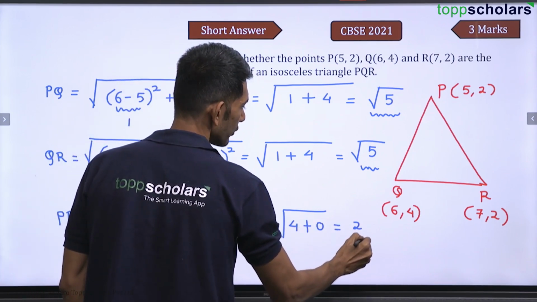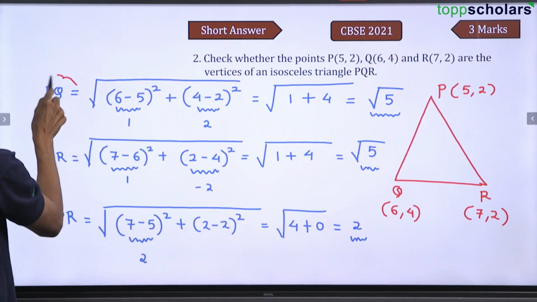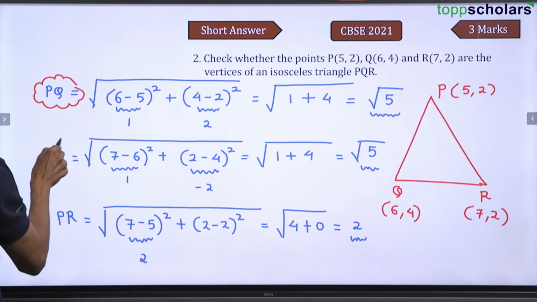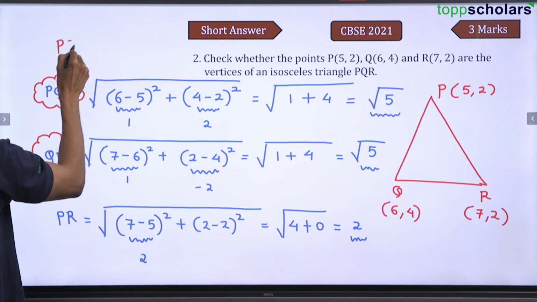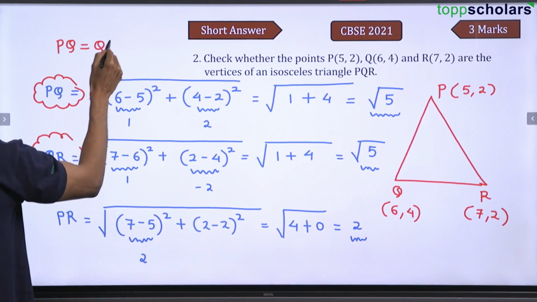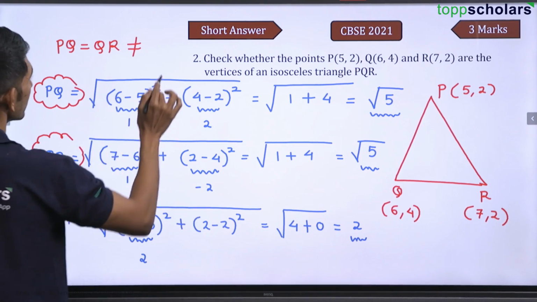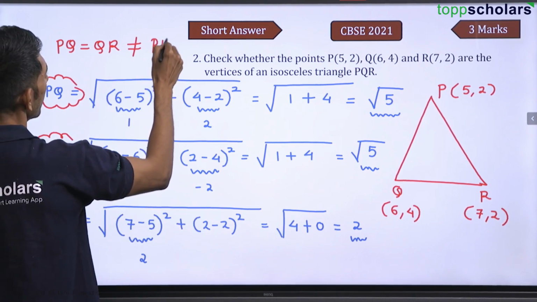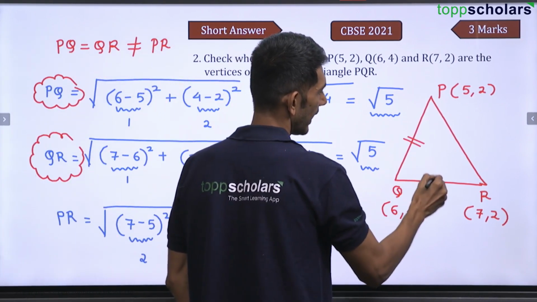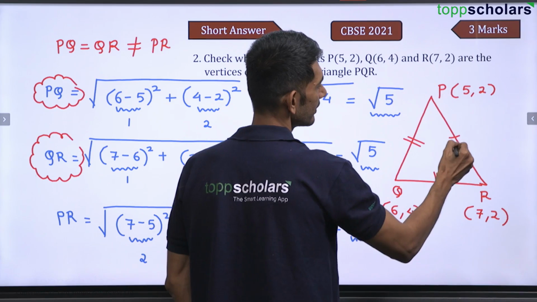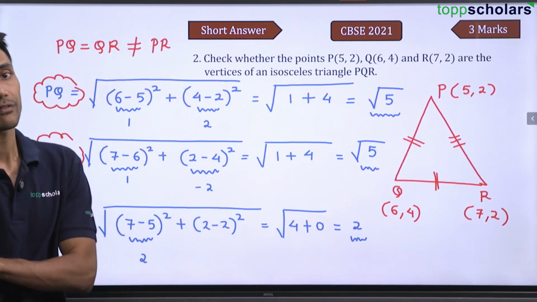So what do you observe here? Can I say that the two sides PQ and QR are equal? We can say that PQ is equal to QR, and both of these sides are equal, but they are not equal to the third side PR. So I can say PQ and QR are equal and the third side is different. So this is an isosceles triangle, because what is the definition of isosceles triangle?